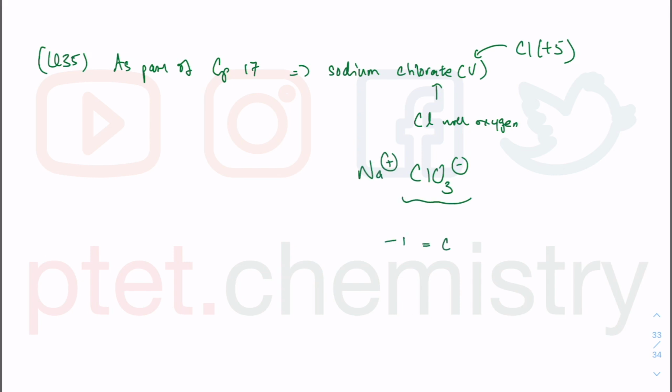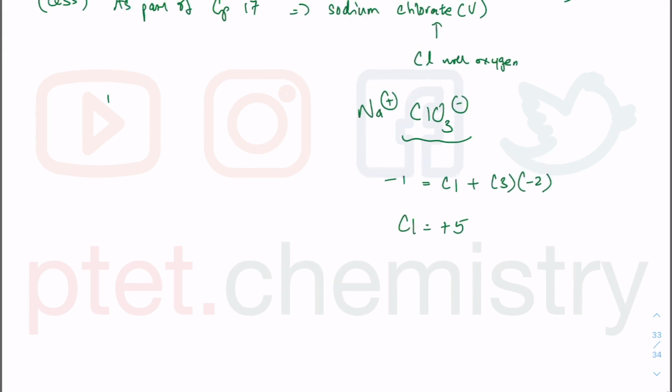So -1 is the oxidation state of the ion. So chlorine plus 3 times -2, the oxidation state of each oxygen. Chlorine there is +5. I've used the charge of the anion to work out the oxidation state of the chlorine. If you decide to put in the sodium, it will have a +1. The overall compound will have a 0 oxidation state. If you're talking about the overall compound, I'm using the ion here, so it's the exact same thing.